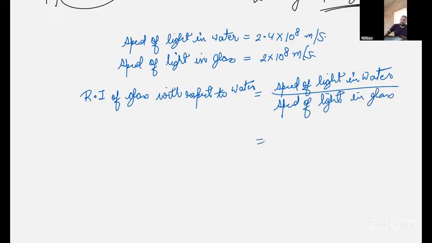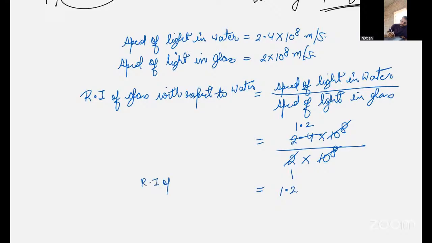So what is the speed of light in water? 2.14 into 10 to the power 8, upon what is the speed of light in glass? 2 into 10 to the power 8. 10 to the power 8 and 10 to the power 8 will cut, and then it becomes 1.2. So what is the answer then? 1.2. This is the refractive index of glass.